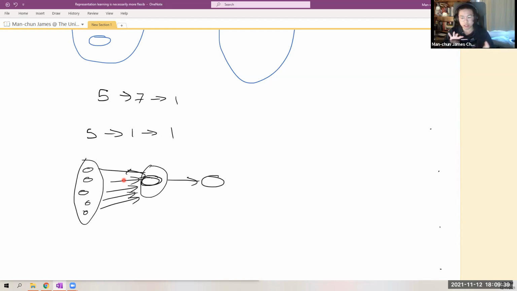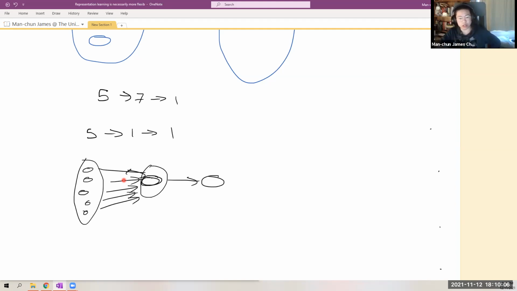Because you need enough representations, essentially the dimensions, to represent your data set so it's accurate. That's the reason why representation learning is not always flexible: if you choose to use only a few representations, or only one representation, it can be less flexible.